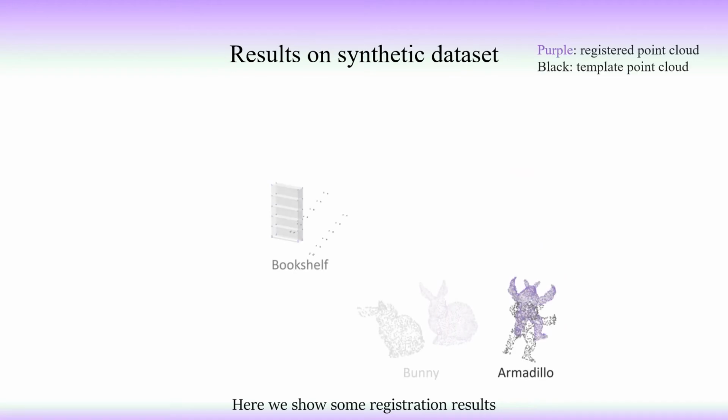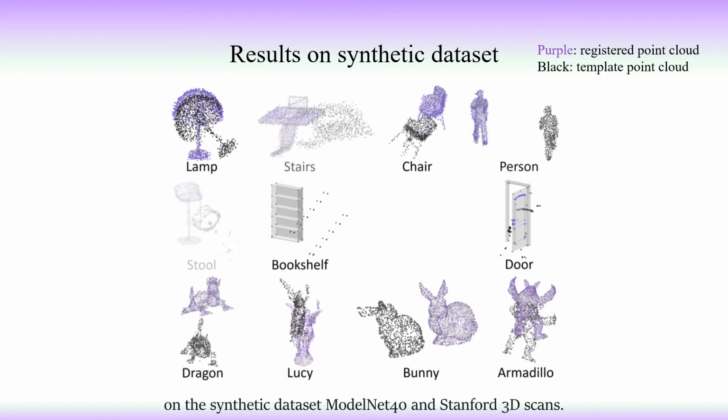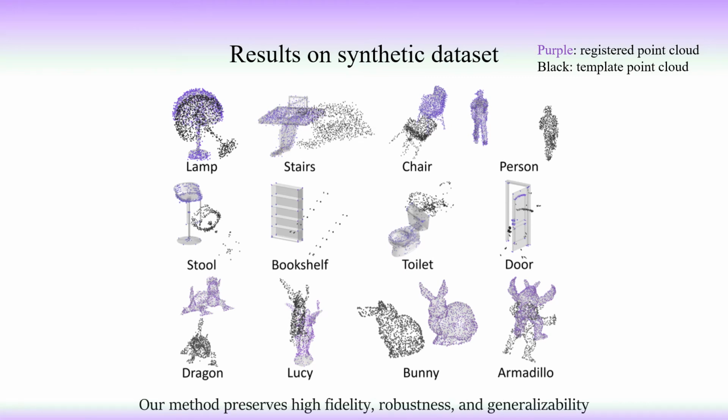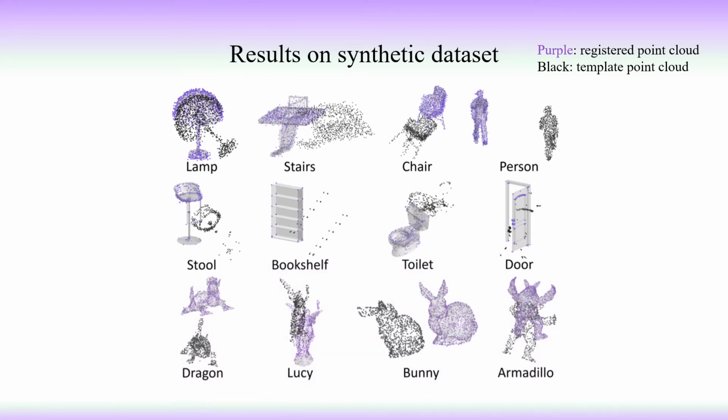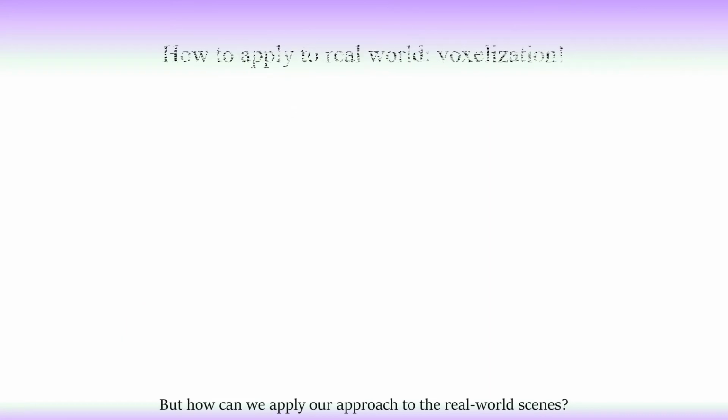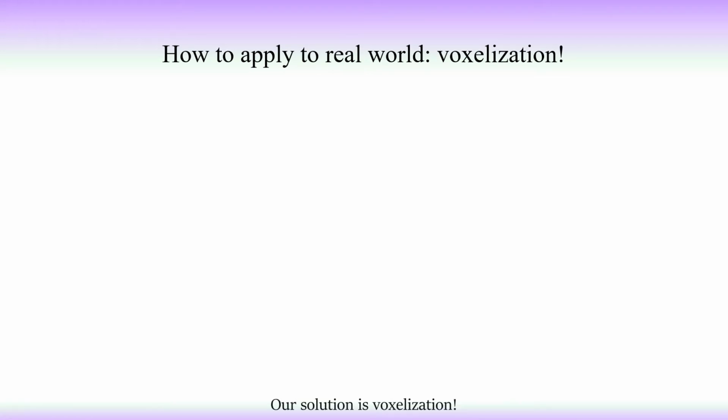Here we show some registration results on the synthetic dataset ModelNet40 and Stanford 3D scans. Our method preserves high fidelity, robustness, and generalizability on noisy data, sparse data, and data captured from different depth sensors. But how can we apply our approach to real-world scenes? Our solution is voxelization.